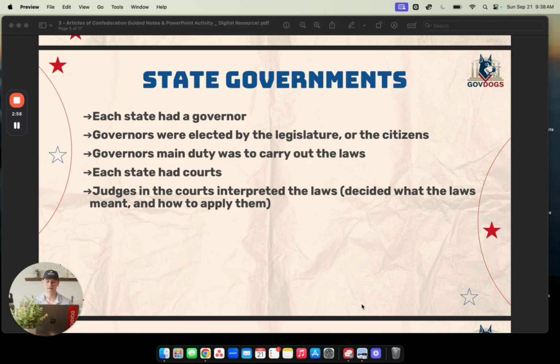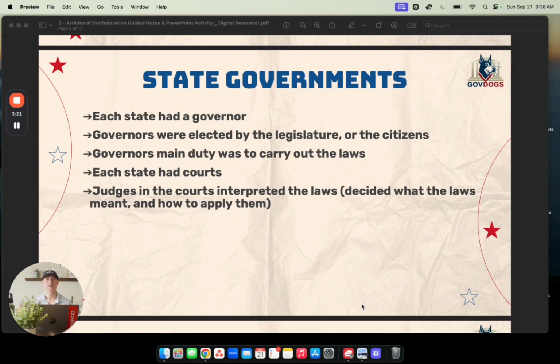Now, we talked about the legislative. Their main goal is to make laws, right? The main goal of the executive, in this case the governor, is to carry out the laws. Each state also had courts. Judges in the courts interpreted the law, and that is the key of any judiciary, right? They want to make sure that they are applying the laws fairly, interpreting the laws, and making sure that the executive is carrying them out properly.